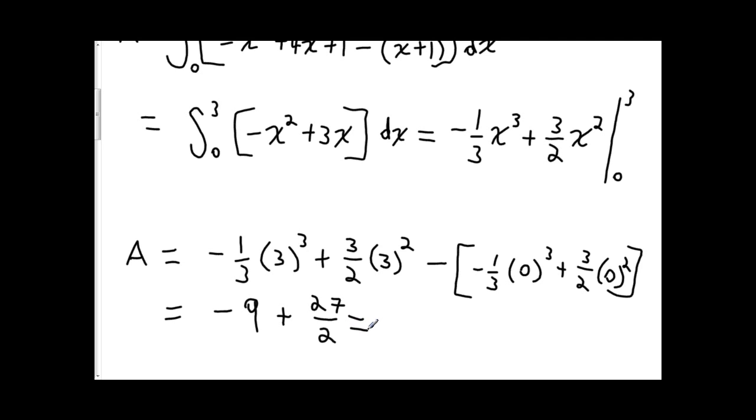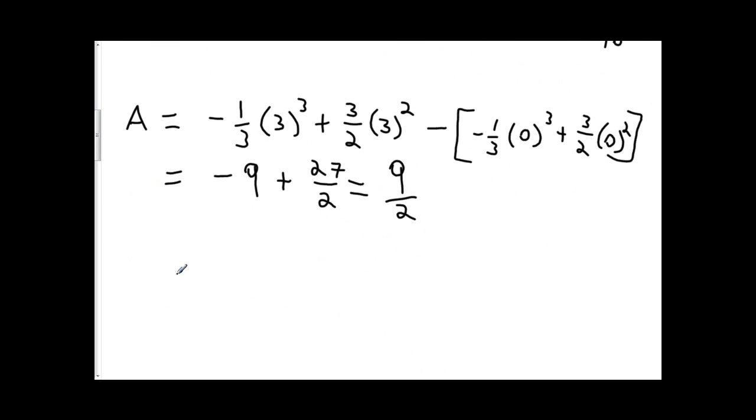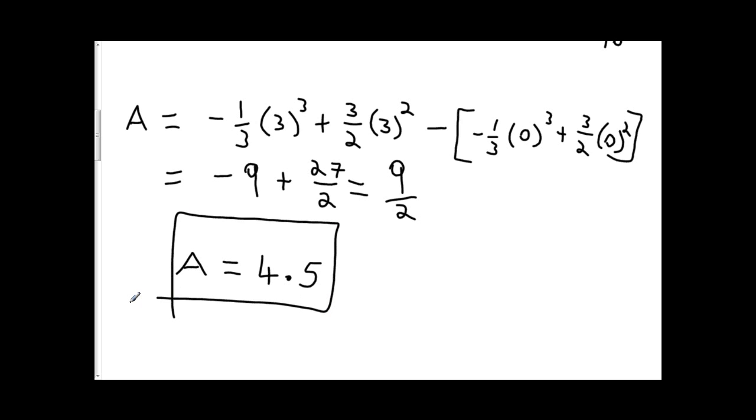Okay, upon addition here, we get the answer to be 9/2. So what we found out is that the area of the region bounded by f of x and g of x is equal to 4.5, and that would be the answer for the area of the region bounded by f and g.